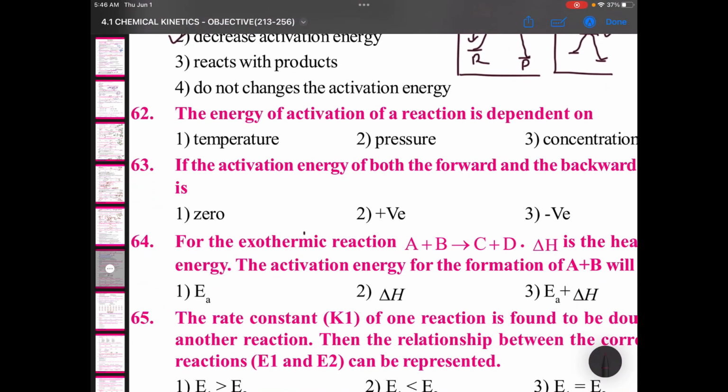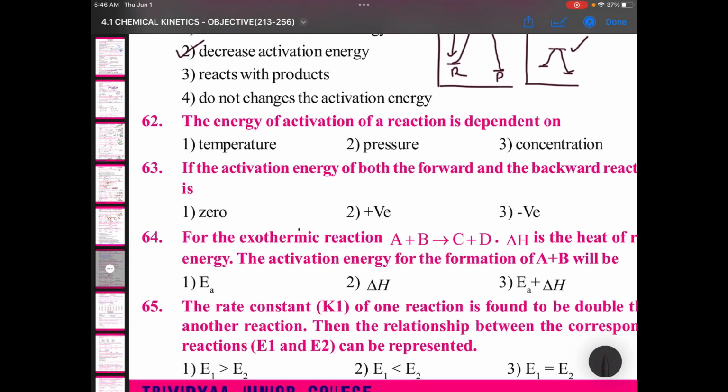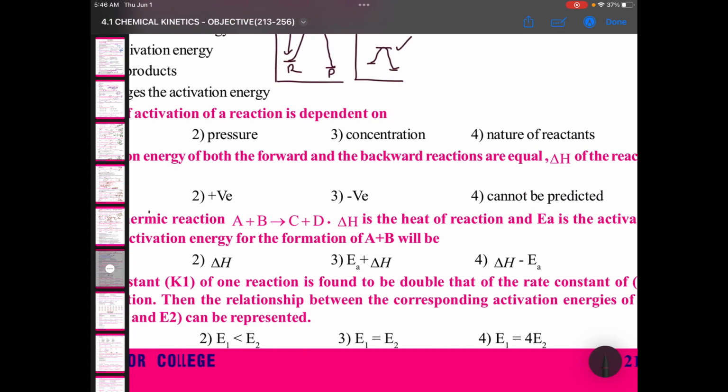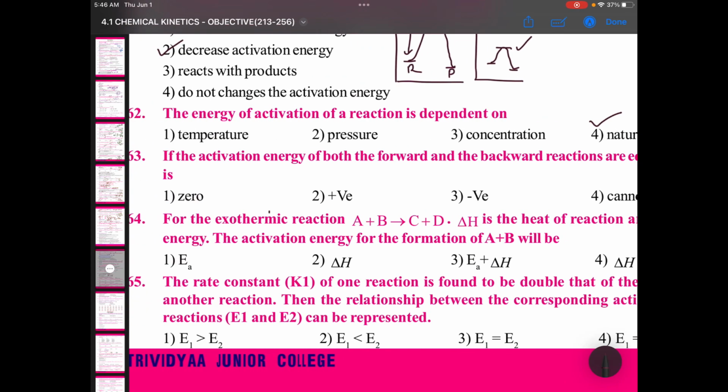But activation energy depends only on the nature of reactants, right? That is your next question. The energy of activation of a reaction is dependent on only the nature of reactants. Activation energy does not depend on concentration or pressure or temperature. Okay, now for a reaction, activation energy is fixed.